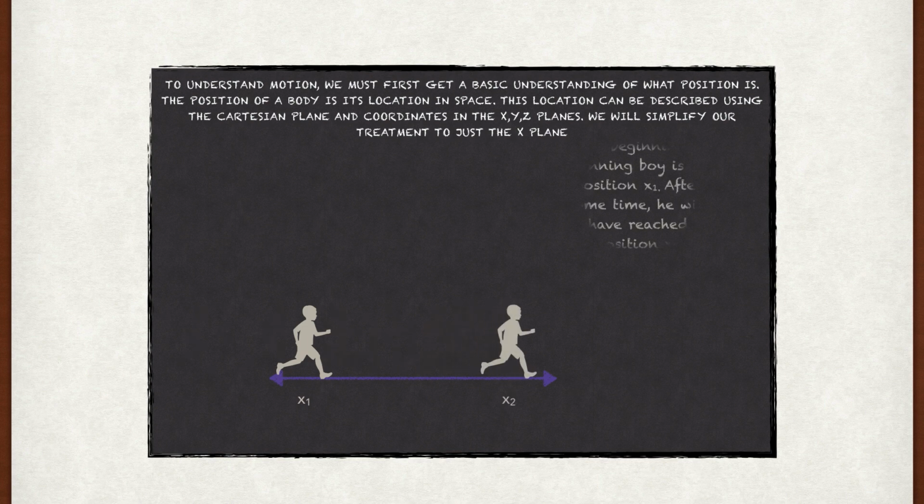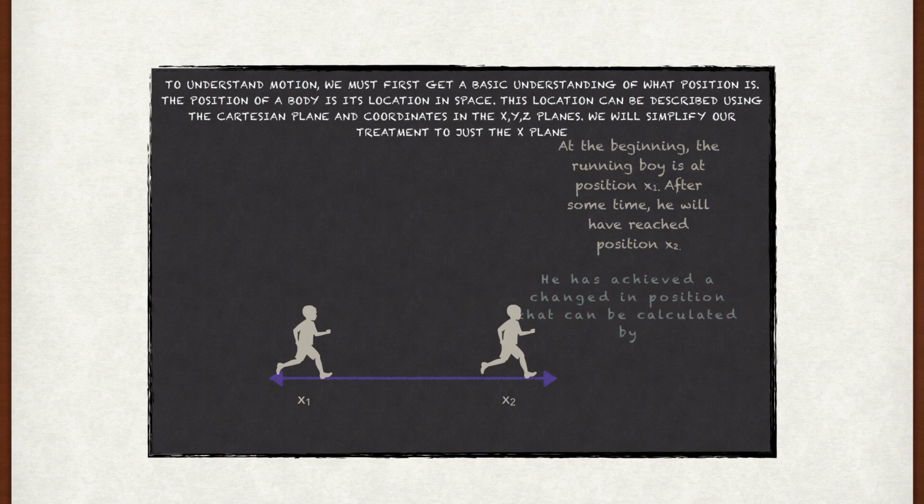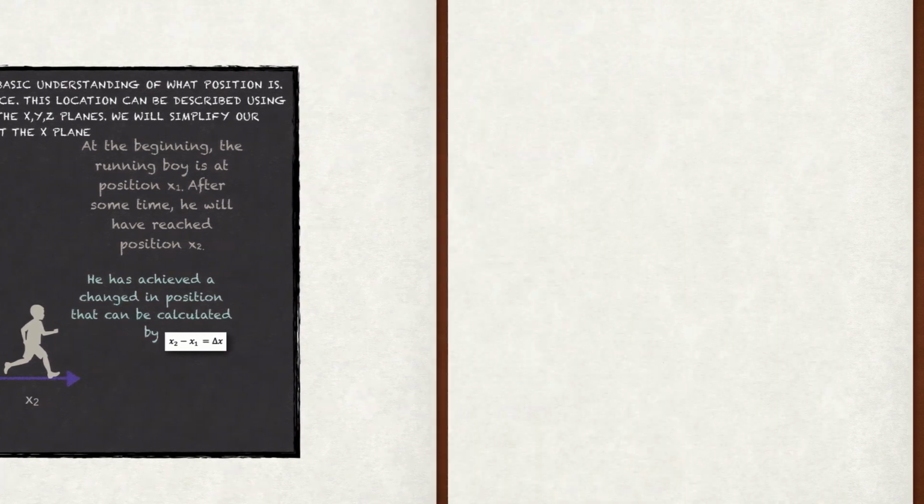Right, so at the beginning of the run, the boy is at position x1. After some time he will have reached position x2. If you want to calculate that change in position, then we can do so by a formula: x2 minus x1 equals delta x. So that's pretty much final position minus initial position, giving us that change in position. Pretty simple.